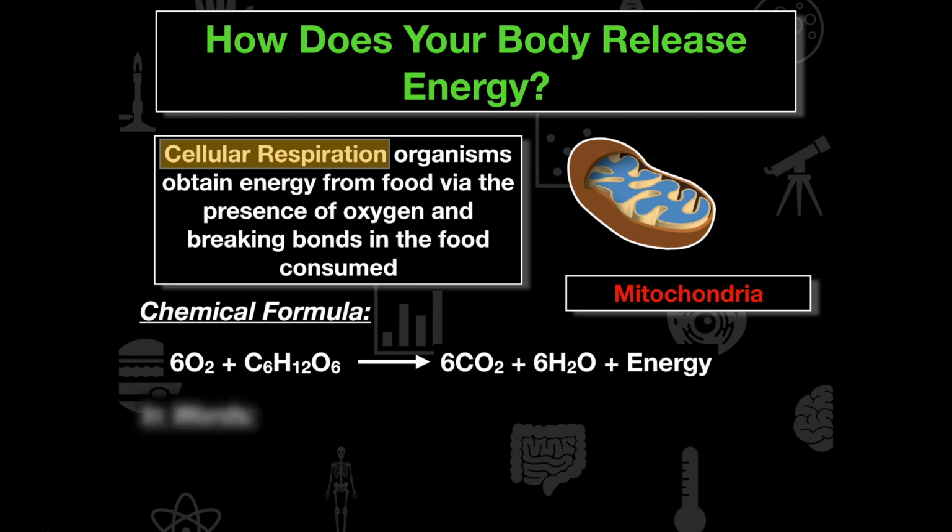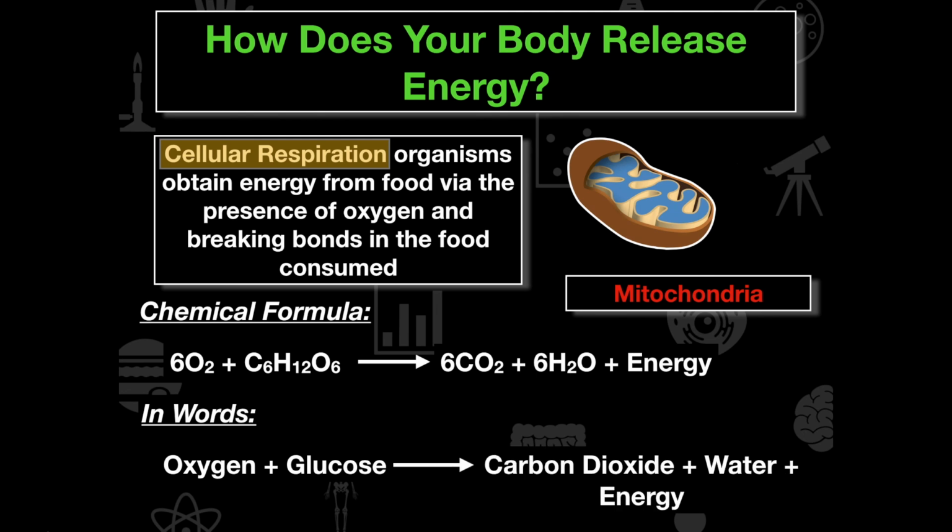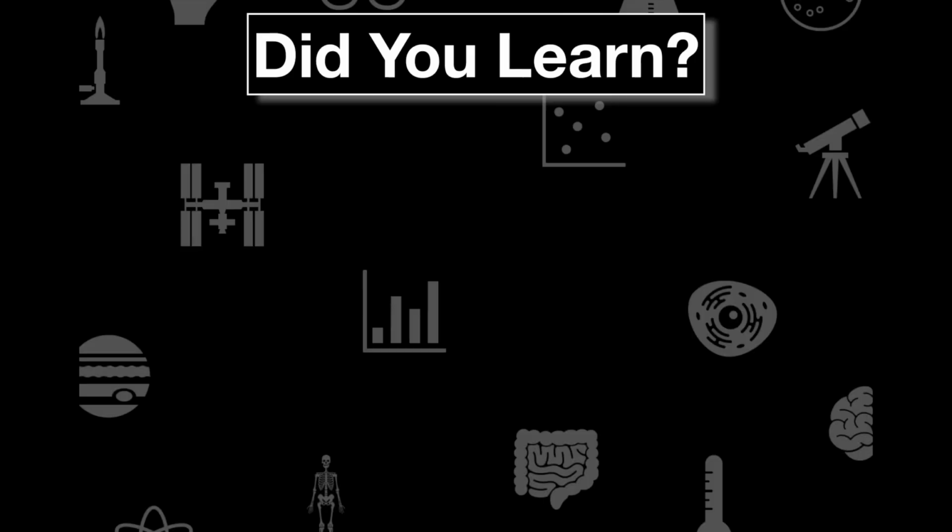So if we were to represent this in words, it's going to be like this. Oxygen plus glucose yields, so our reactants are oxygen and glucose, and our products are carbon dioxide plus water plus energy.